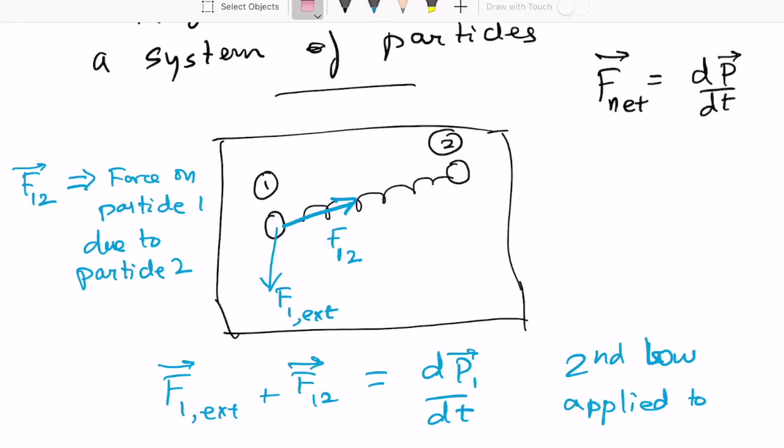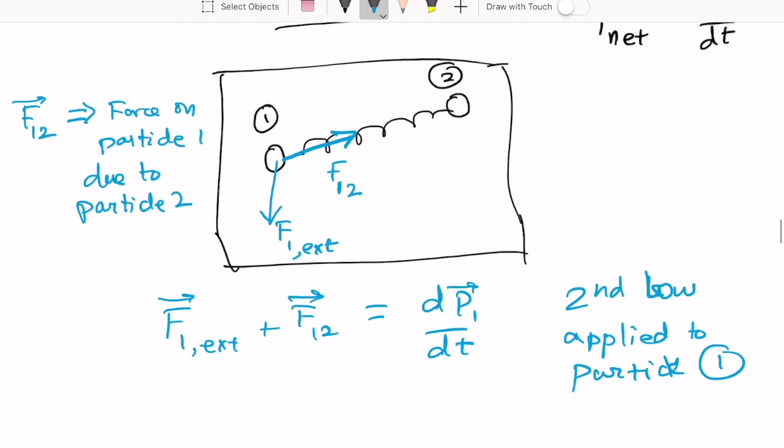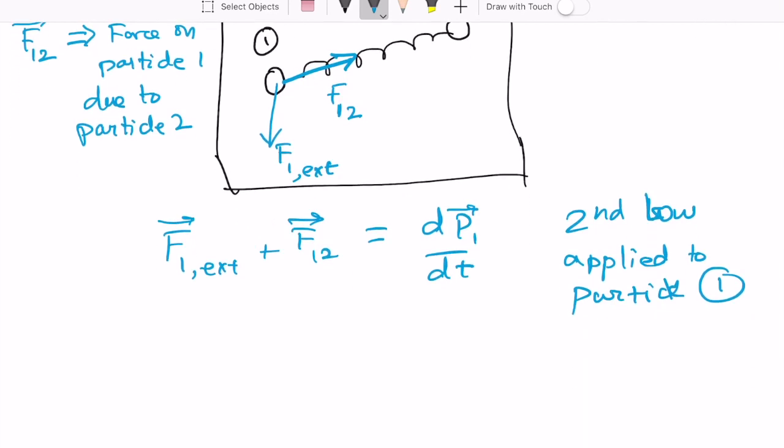Applied to particle number 1. All right, let's do the same thing for particle number 2.